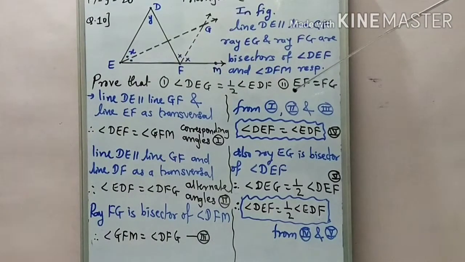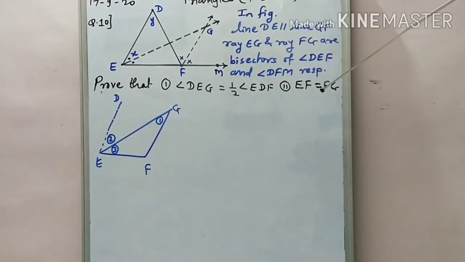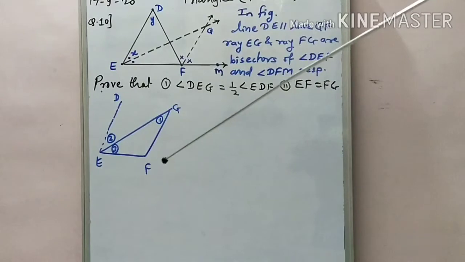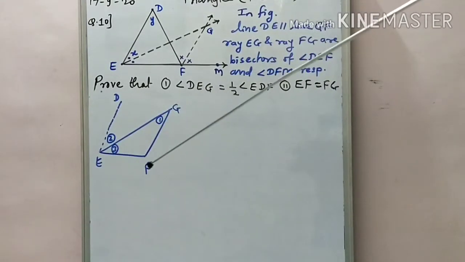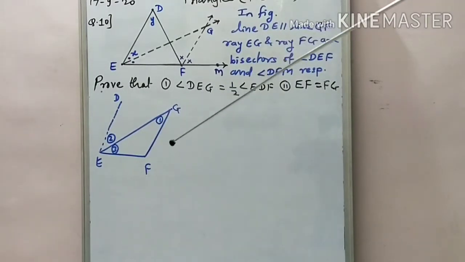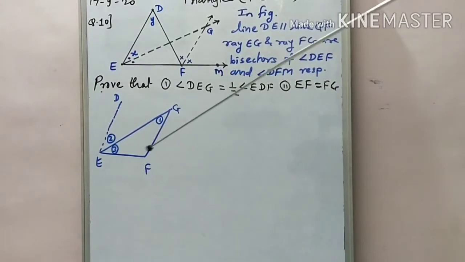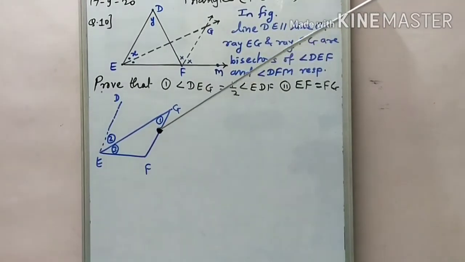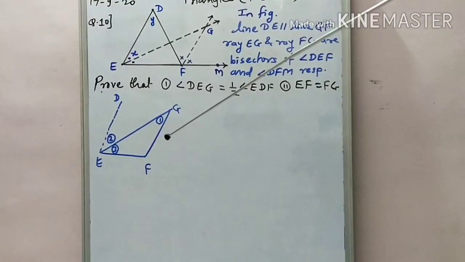So pay attention. To prove this EF equal to FG, what we do, students, we form one triangle which has the sides EF and FG. So triangle EFG is there, having the sides EF and FG, means we have to prove these two sides of this triangle are what? Congruent. And when two angles of a triangle are congruent, then the opposite sides are also congruent. That's the isosceles triangle theorem. Okay, so using that we prove this EF equal to FG.